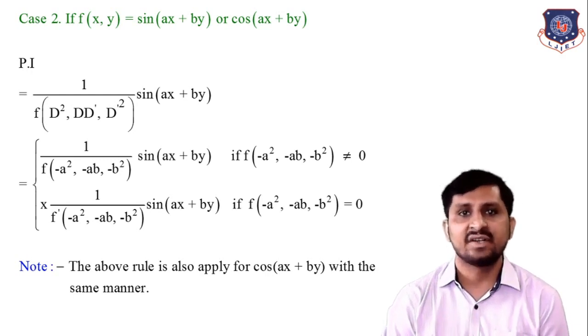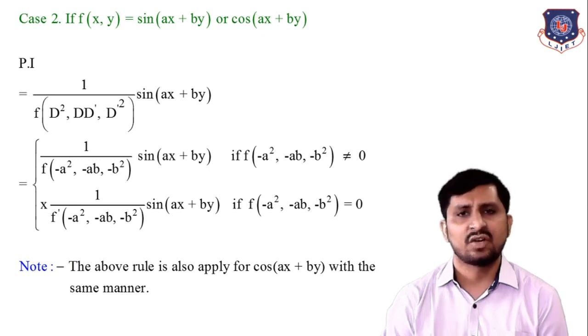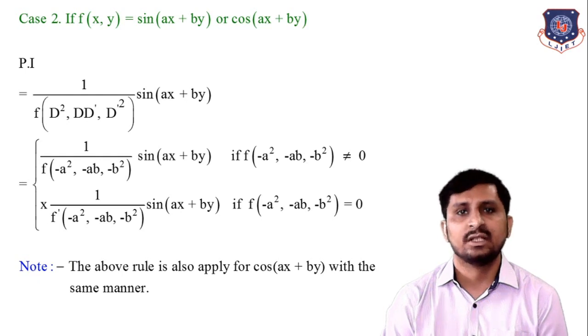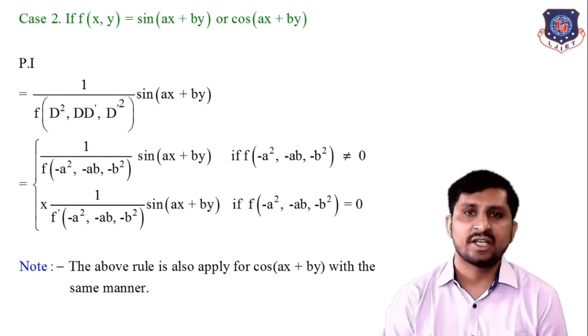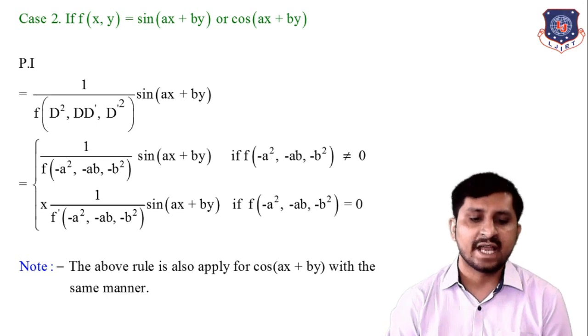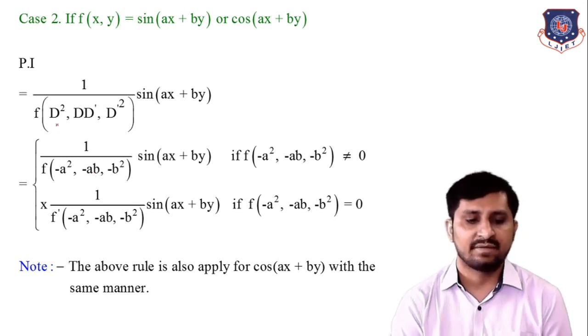For the sine function or the cos function, for both functions, we have to apply the same rule. And what is the rule? Let me explain. So, particular integral, you can see on your screen, is nothing but 1 upon f of d square, d into d dash, d dash square, sine ax plus by.